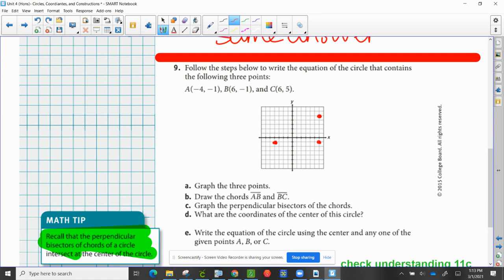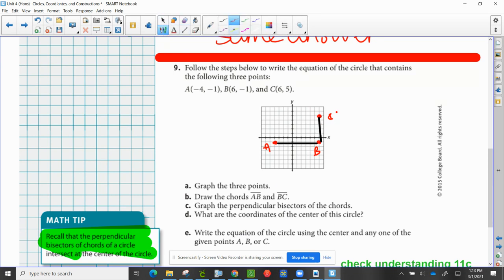Okay, so now we're going to graph chords AB. I guess I should label my points, that helps us kind of visualize this. This is A, B, and then C. So they want us to graph these chords. So we have line AB, and then chord BC. Okay, that line's not very straight.